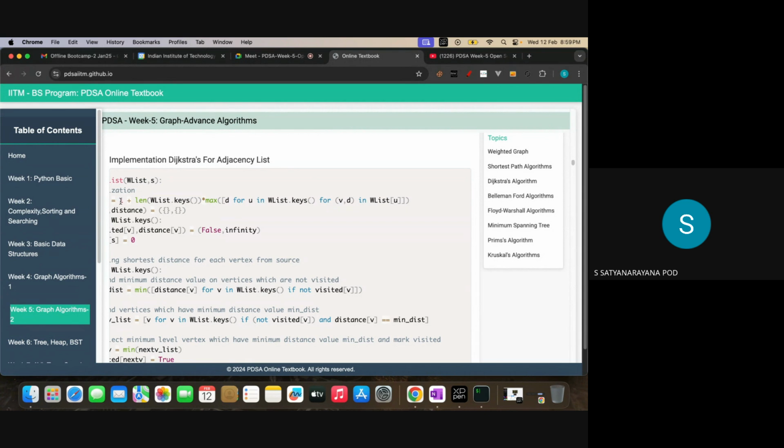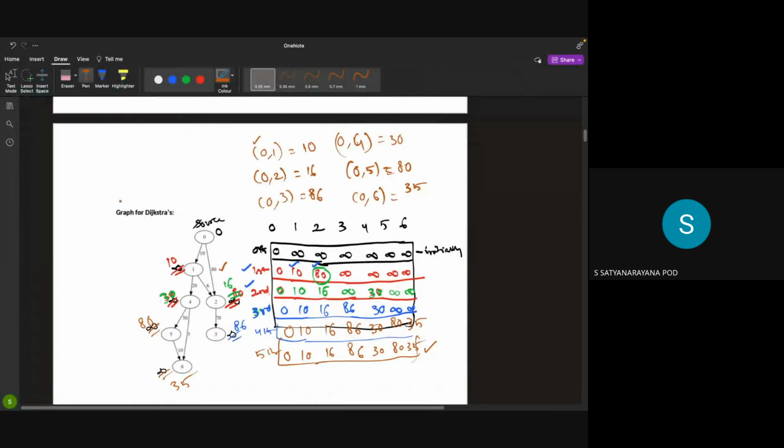But you can use either this one, or Python has a way of defining float infinity. There is a float function for it.